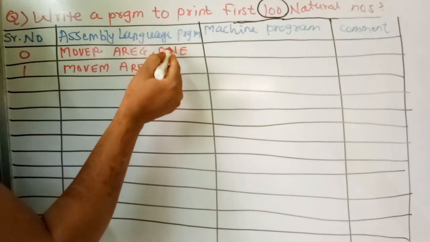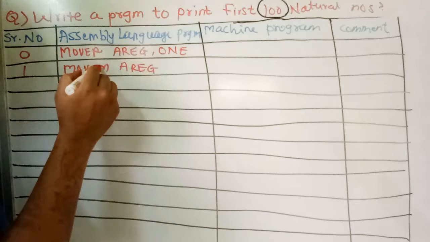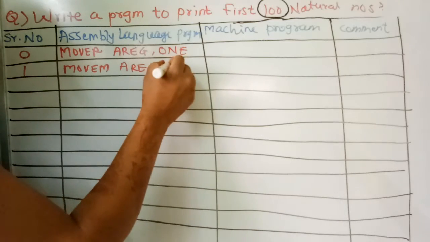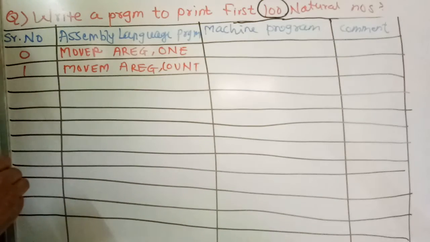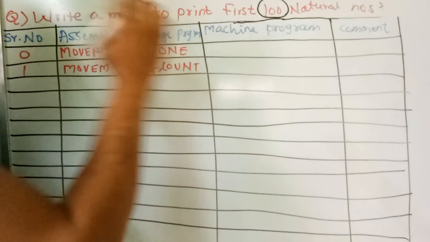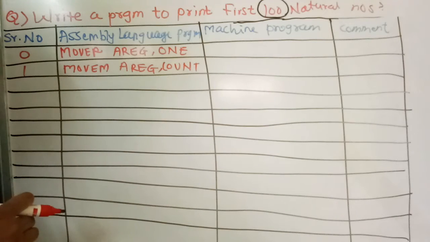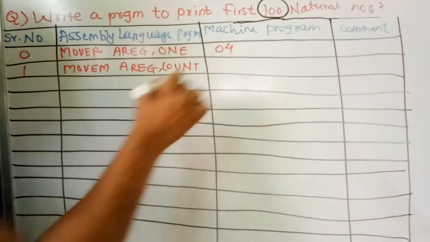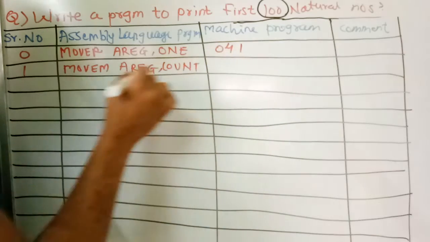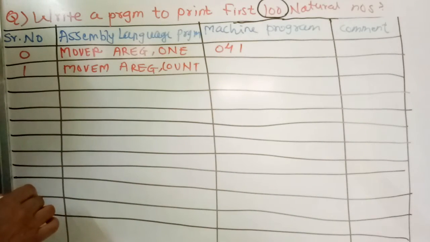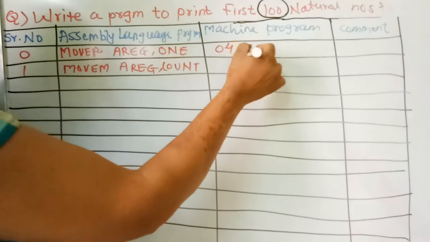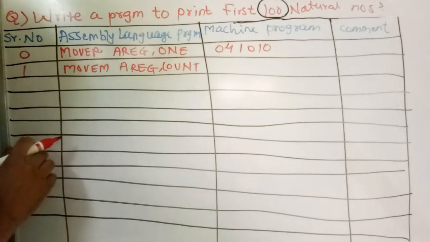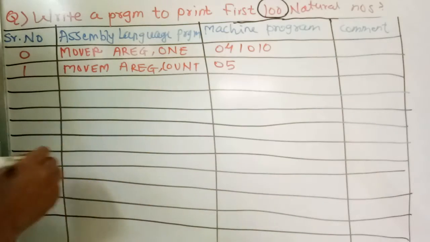In the register mechanism, this value is placed in this register, and in the memory mechanism, this value is placed into the second operand. So we will take it as count. Now, we will simultaneously write the machine language program. We all know that for moving into the register, the machine code is 4, A register having the value 1, and we are placing this value. So the next code will be 10.